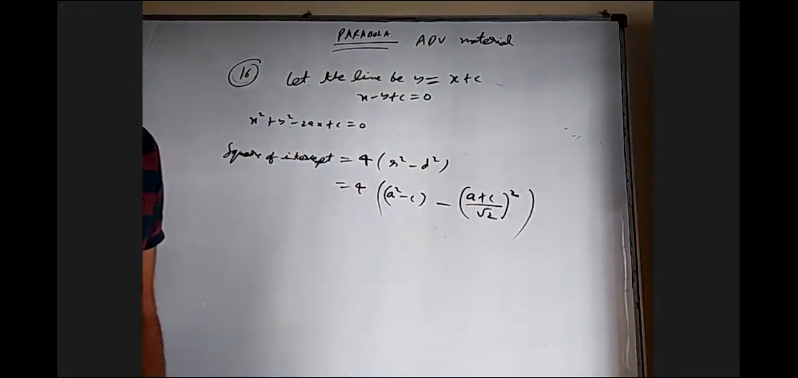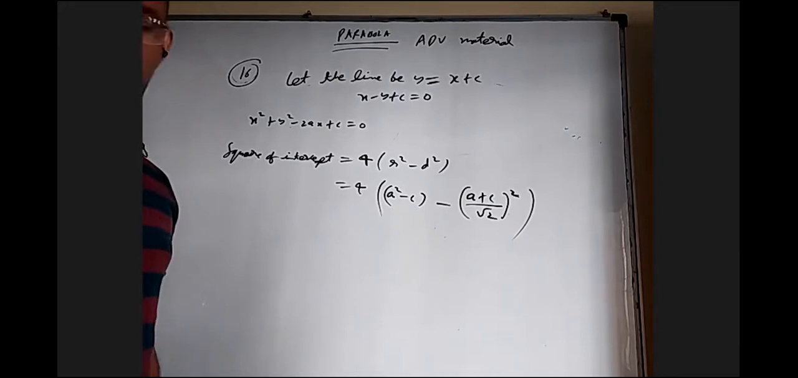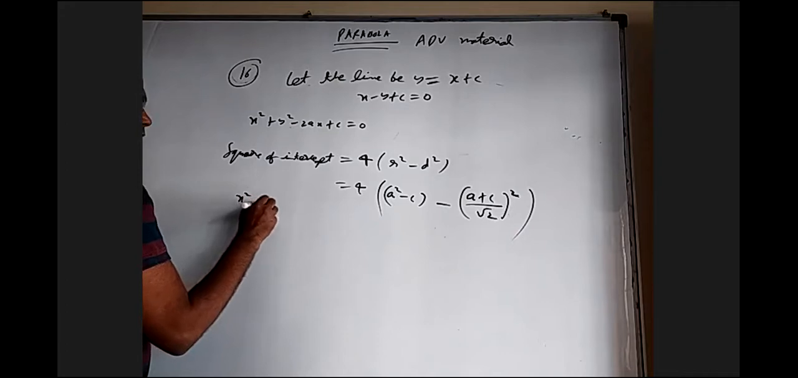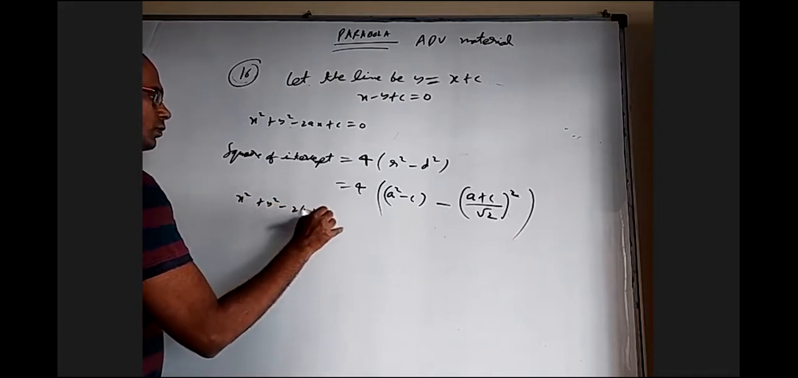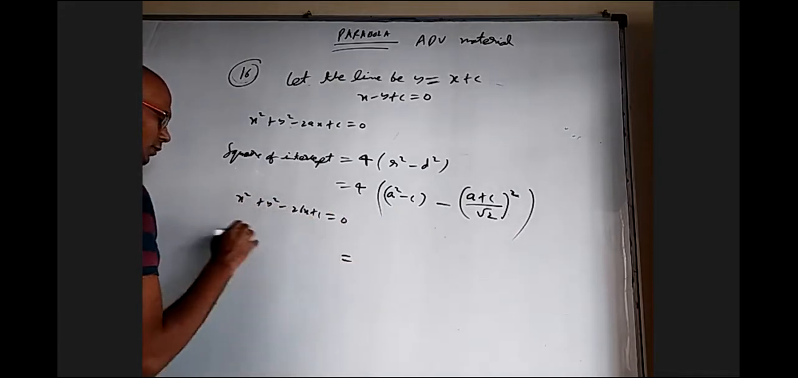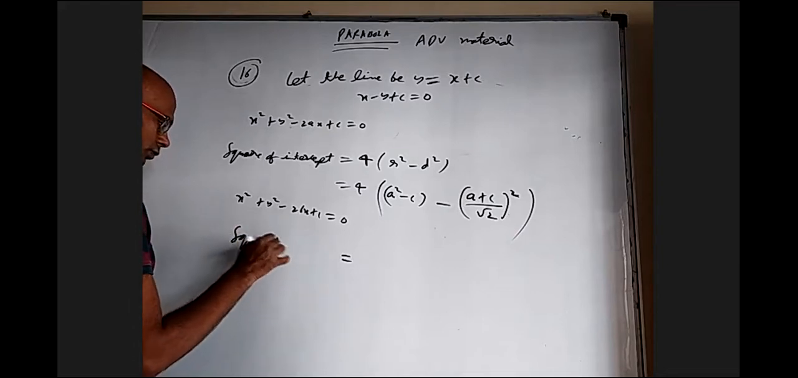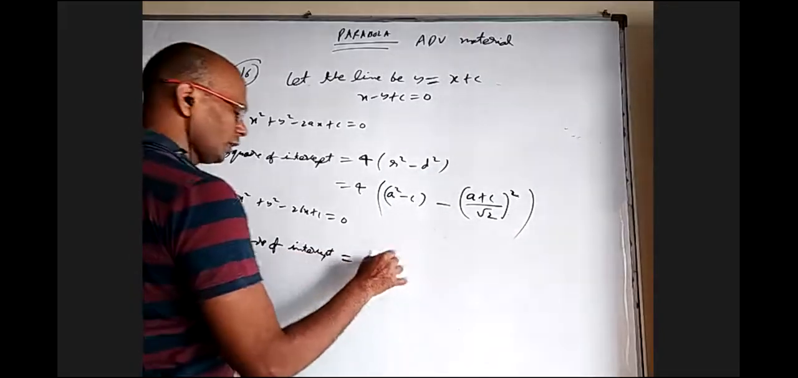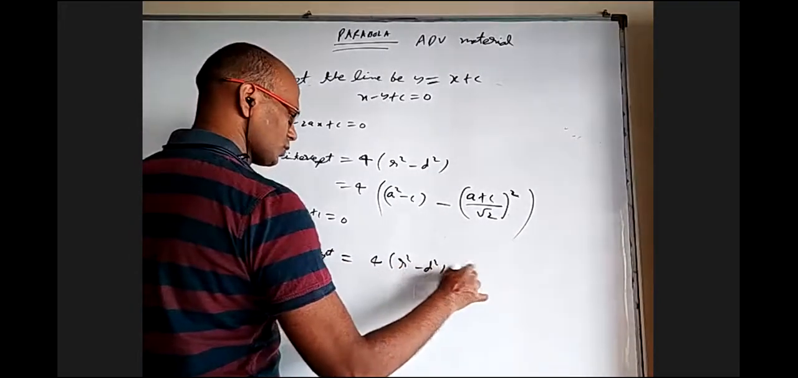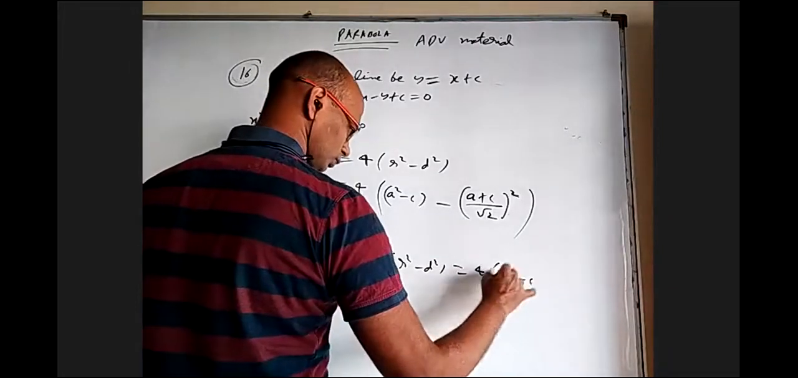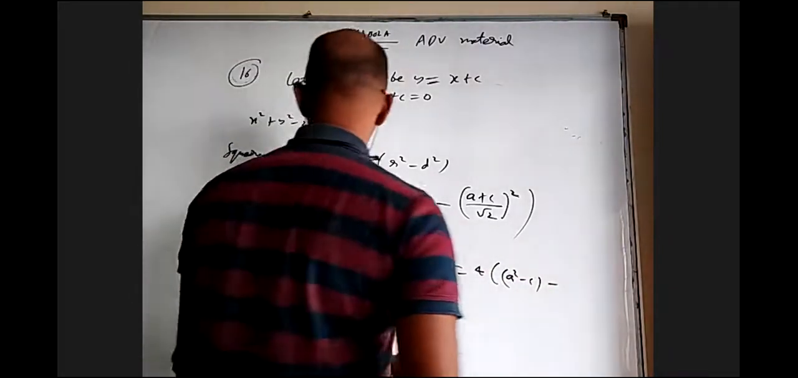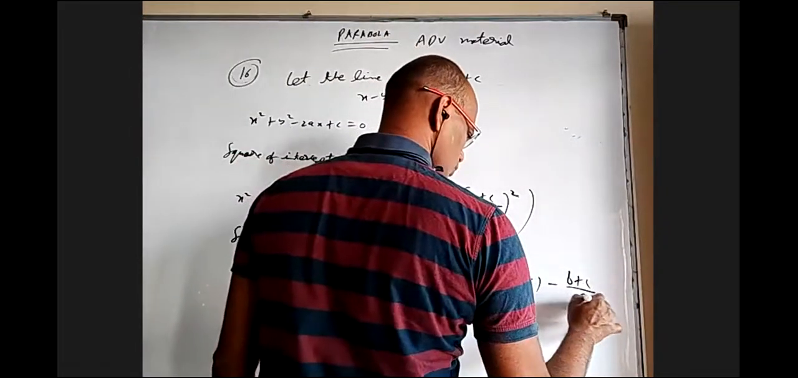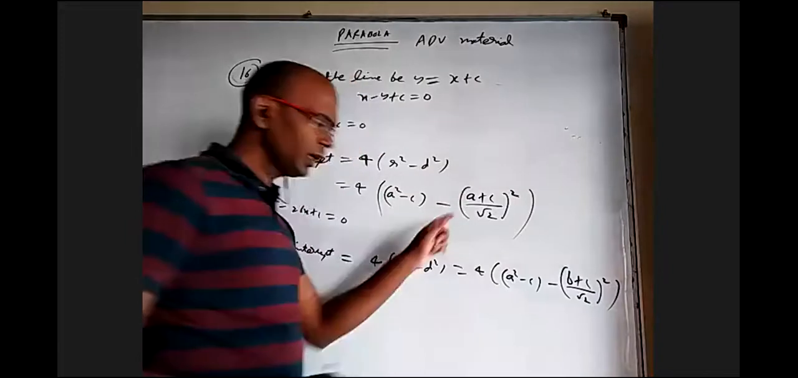Similarly, if we take the second circle, x square plus y square minus 2bx plus c. If I take the intercept there, square of intercept, again 4 into r square minus d square, which is 4 into b square minus c minus, when I put b comma 0, b plus c by root 2 whole square. I have to equate these two.